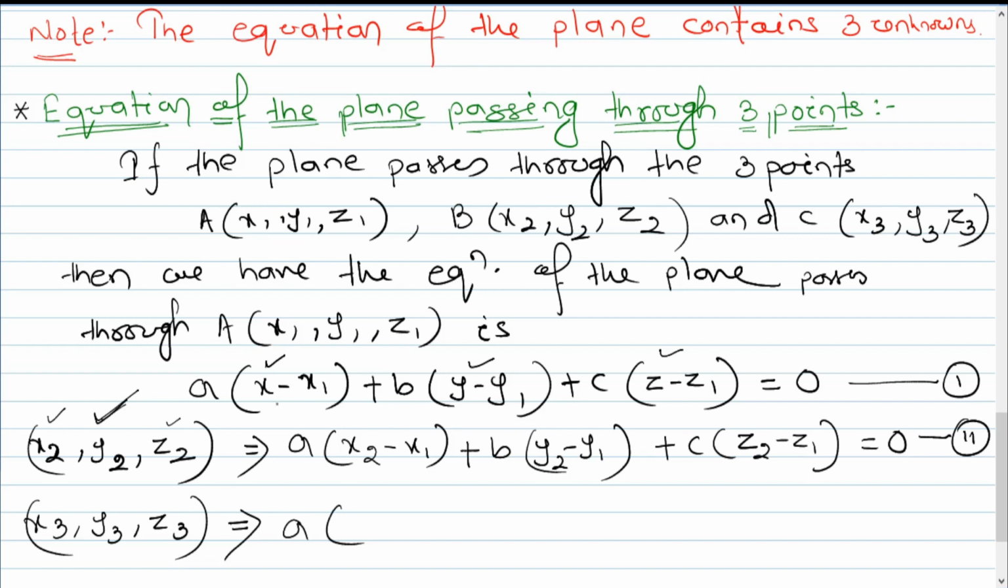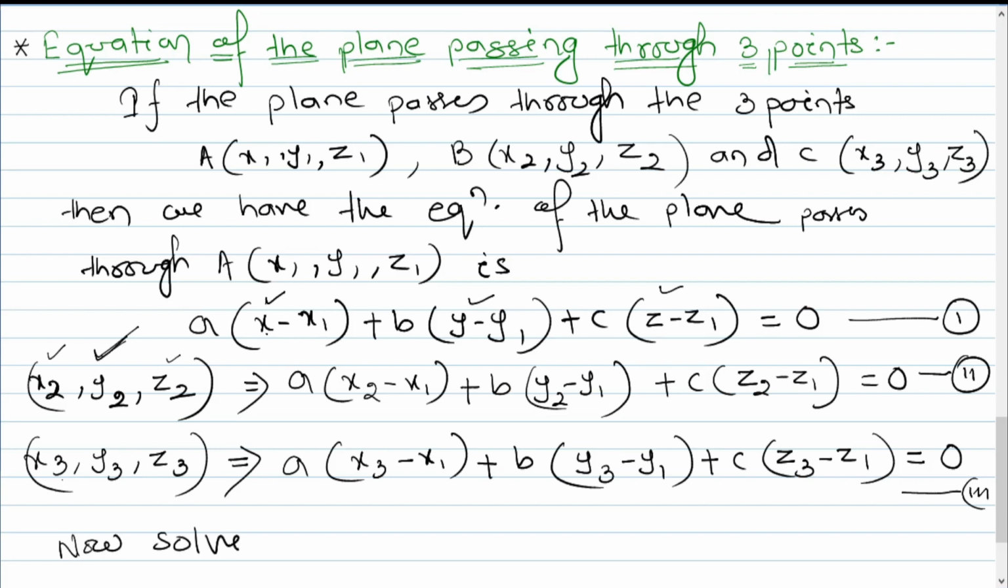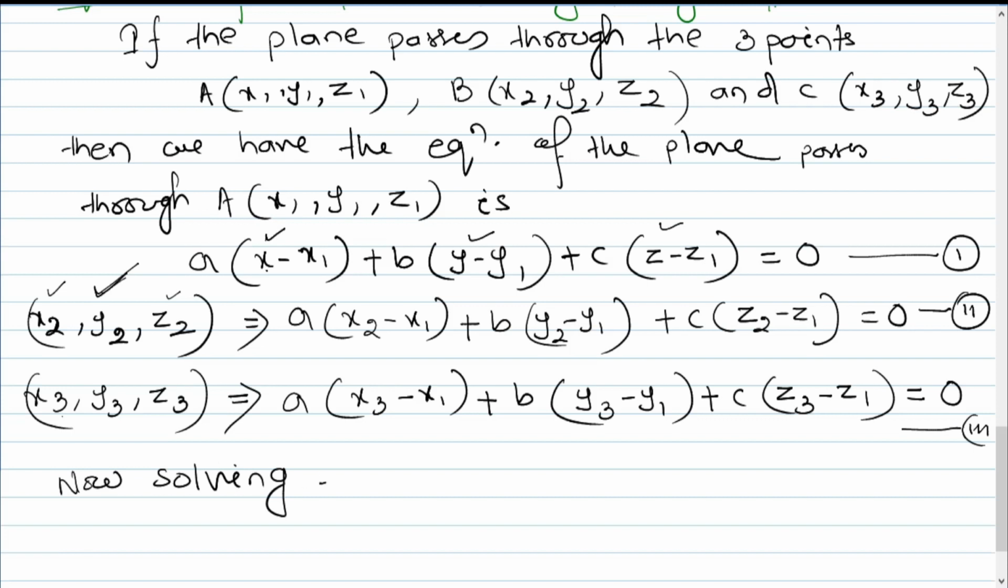That is a whole into x should be replaced by x coordinate. That is x3 minus x1 plus b whole into y3 minus y1 plus c whole into z3 minus z1 is equal to 0. This is the equation number 3. Now solving these three equations, equation 1, 2, 3, for A, B, C, that is eliminating A, B, C.